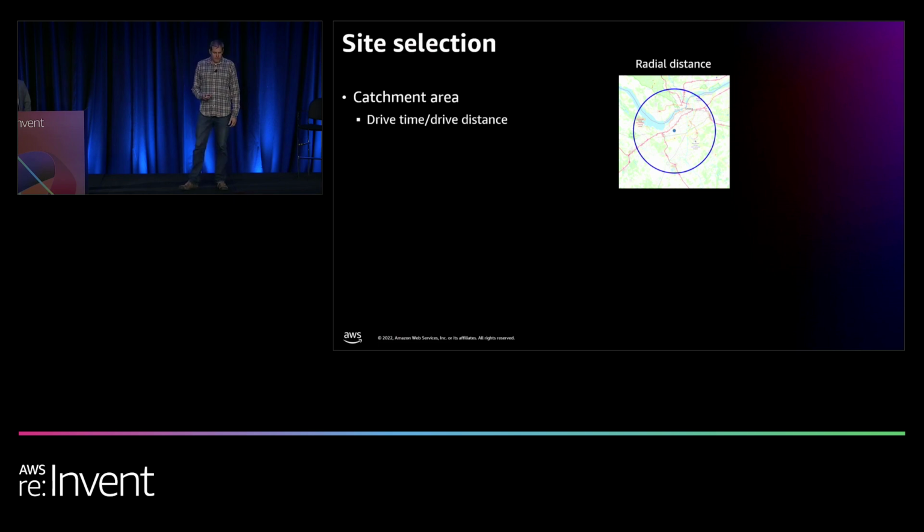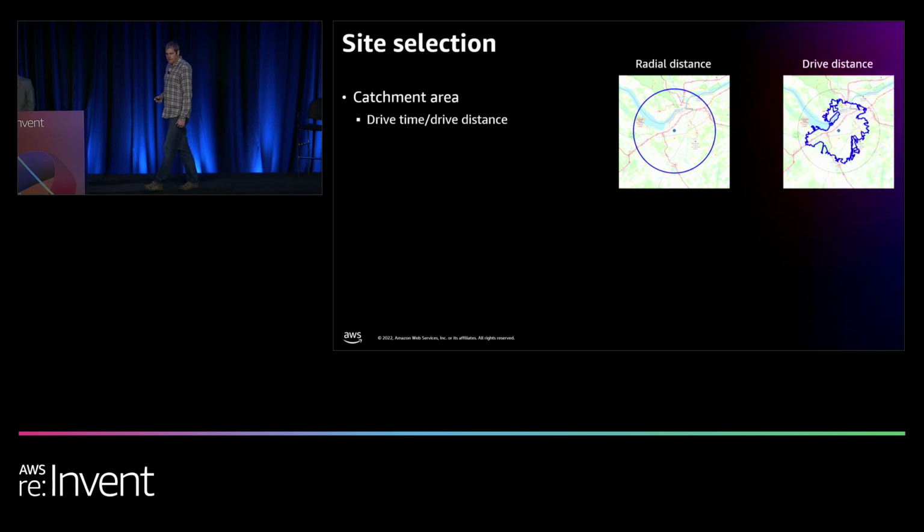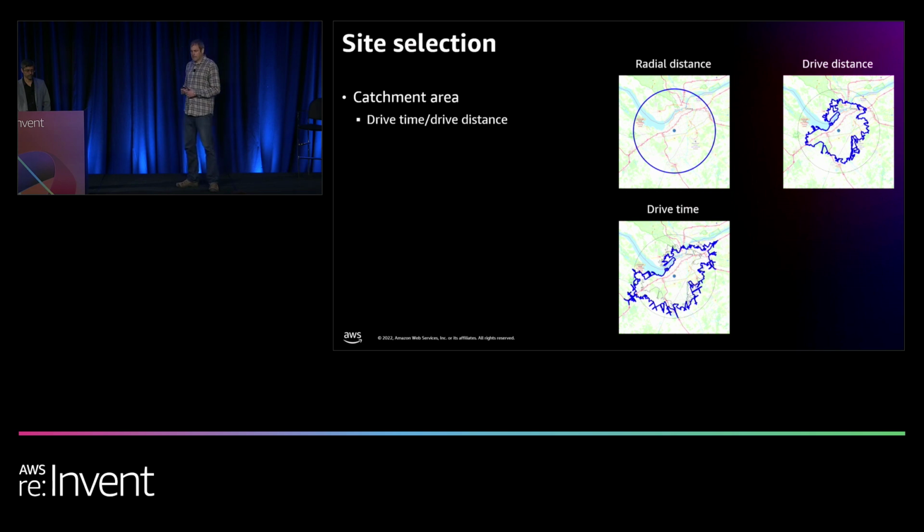Another option would be to use drive distance, also known as ISO distance. This polygon is created from figuring out how far from a single point a distance is to drive or walk or bicycle, et cetera. So if it's 15 kilometers, that's the resulting polygon. A third approach here is drive time or isochrone. And in this case, we're using time as our measurement instead of distance. So how far would it be to drive 15 minutes or bike or walk, et cetera?